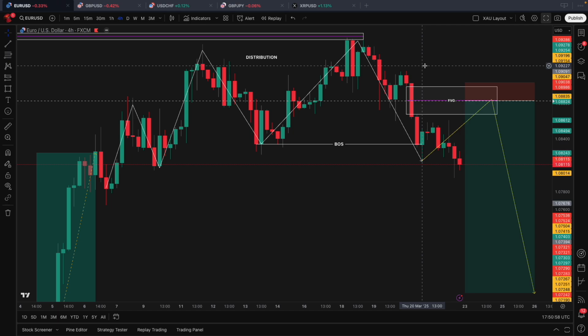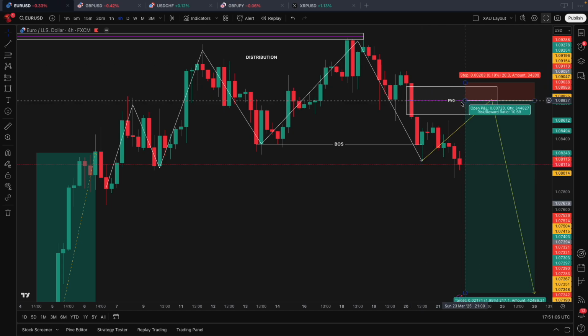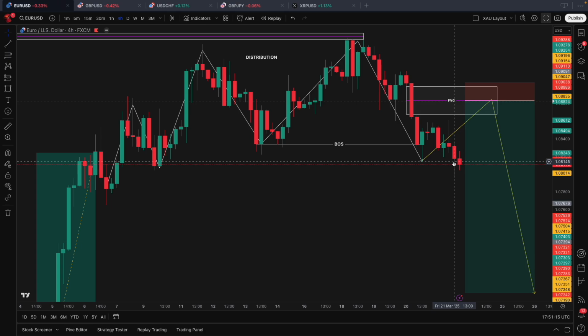Just make sure that you are delivered with the right entry confirmation and that all confluence has been met before you place any positions. I will be waiting for price to trade up and into this area or some area of interest, and deliver me with a fractal break of structure to the downside. That will confirm the end of the corrective wave that's pulled back and the start of the new impulsive wave to the downside. But that's my analysis for the euro US dollar market.